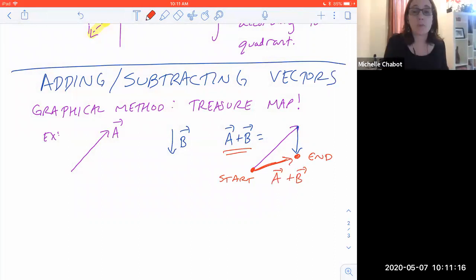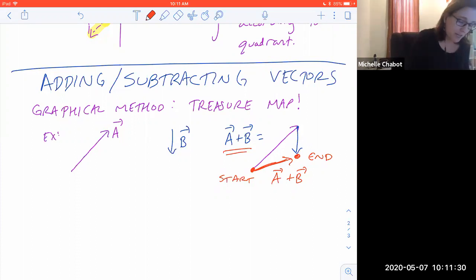So vector A plus B is what could you have done instead? Instead of walking around this crazy treasure map, you could have just started at the beginning, gone to the end, drawn a line from start to finish. That is your vector A plus B. So that's the graphical method.